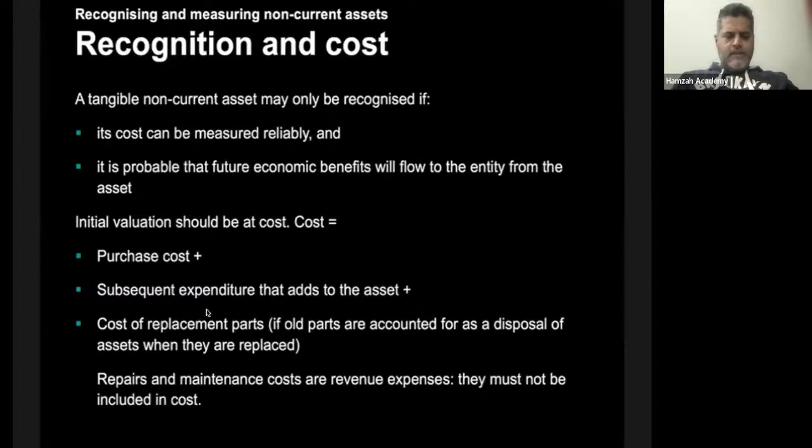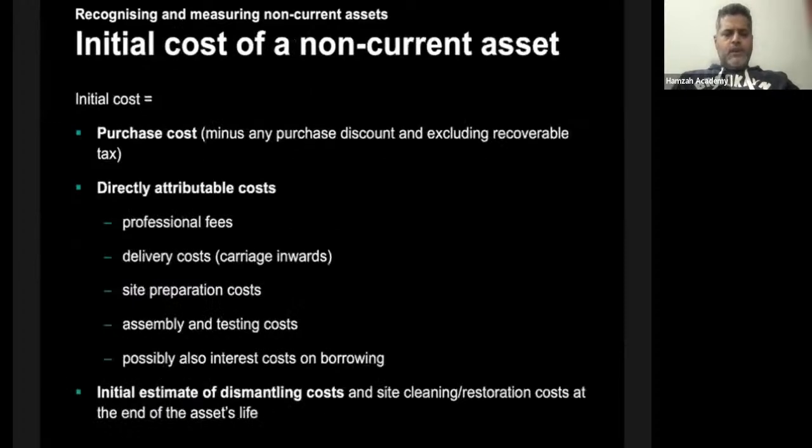So we talked about the initial valuation, that is the purchase cost plus the subsequent expenditure that adds to the asset, plus the cost of the replacement if old parts are accounted for as a disposal. We are going to talk about this one. Then the repair and maintenance costs are revenue expenses. They must not be included in the cost. We have already discussed this point.